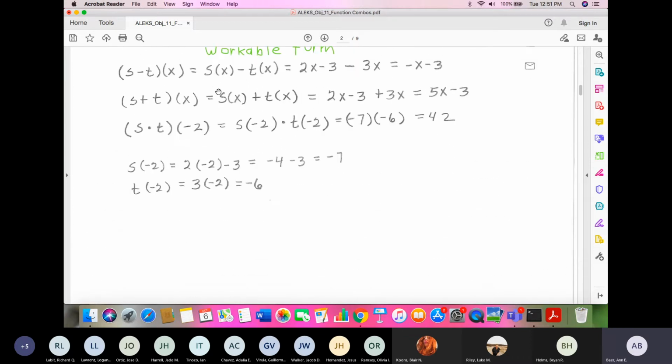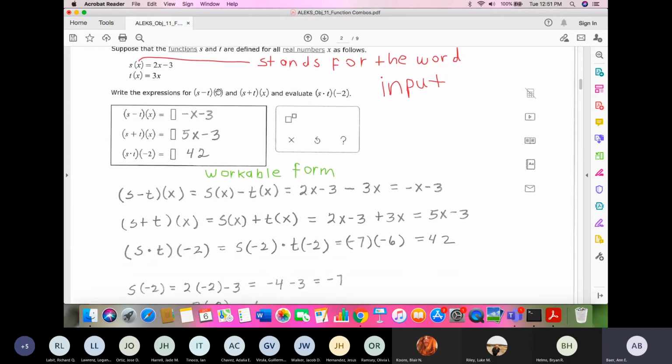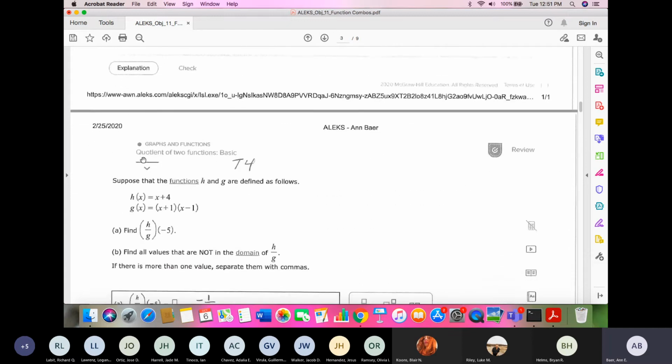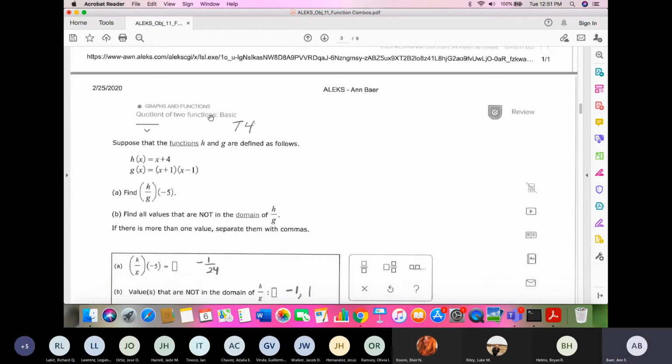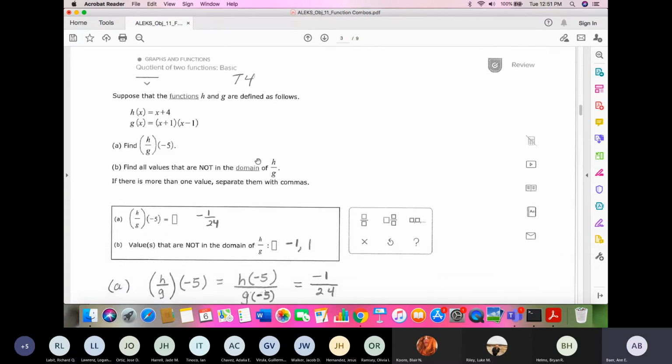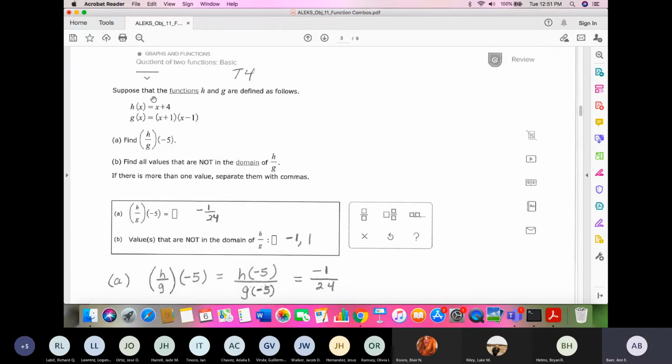What we took a look at here was addition, subtraction, and multiplication. Let's look at division now, which would be a quotient. Quotient of two functions, basic. So let's take a look. Suppose that the functions h and g are defined as follows. H of x is x plus 4. G of x is x plus 1, all of that times x minus 1.